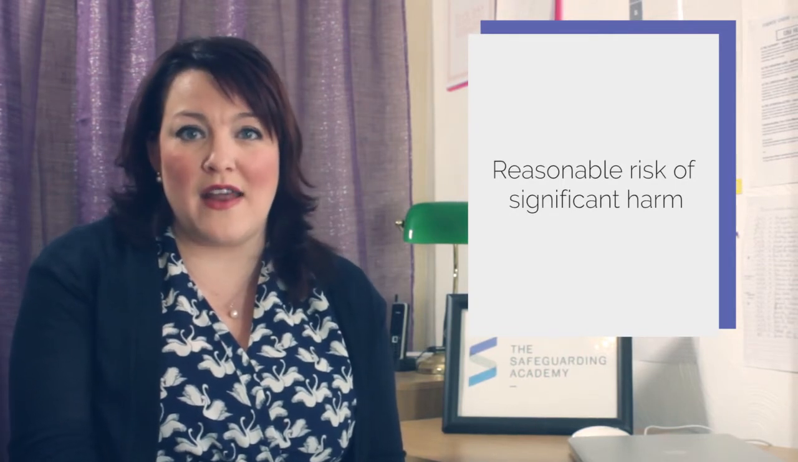However, what an interim order does is it is made when a court is satisfied that there's enough evidence to show that a child's at reasonable risk of suffering significant harm. So it's a reasonable risk that a local authority has to prove is the situation.